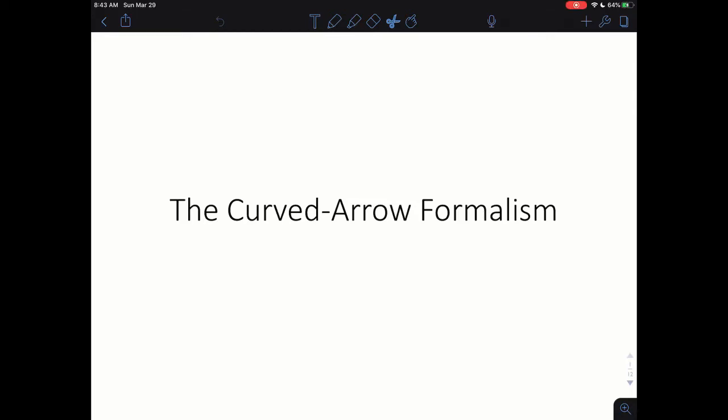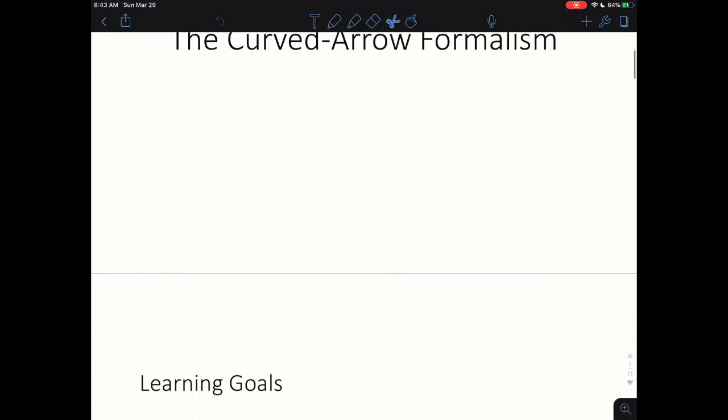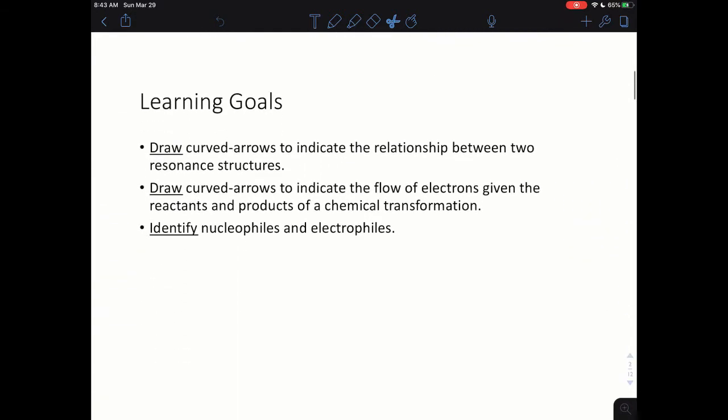In this video, we're going to discuss the curved arrow formalism, which is a way that we're going to communicate with one another. So our goals for this module are to learn how to use curved arrows to indicate the relationship between two resonance structures, draw curved arrows to indicate the flow of electrons given the reactants and products of a chemical reaction, and then finally to identify nucleophiles and electrophiles. So we can see curved arrows here are certainly important.